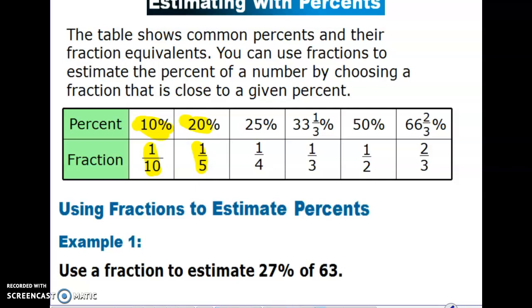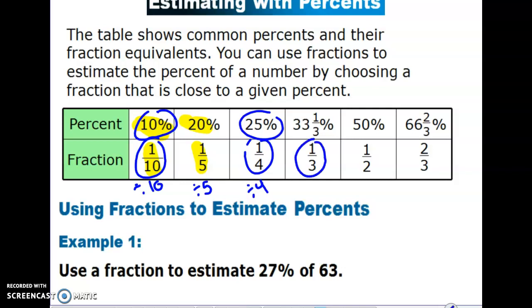So if we think of 10%, 10% is the same as 1/10, and we can figure that out by dividing by 10. 20% is the same as 1/5. To figure out that value, we divide by 5. 25% we said is 1/4, so we could divide by 4 to figure out 25% of it. 33 1/3%, that is 1/3, which means we're going to divide by 3. To find half of a number, we're going to divide it by 2. And then to find 66 2/3%, we can find 1/3 of the amount, or divide by 3, and then double that amount afterwards.